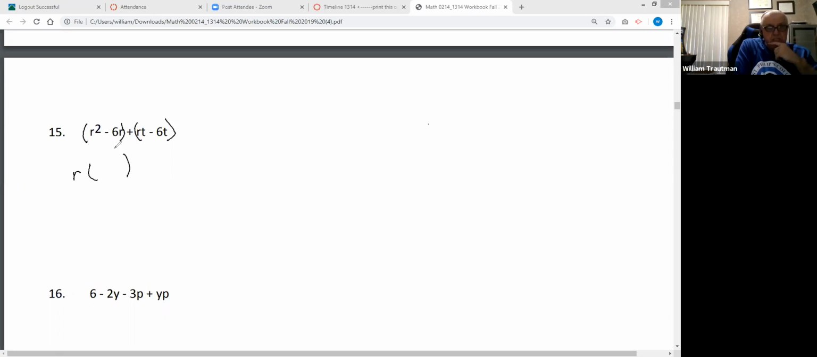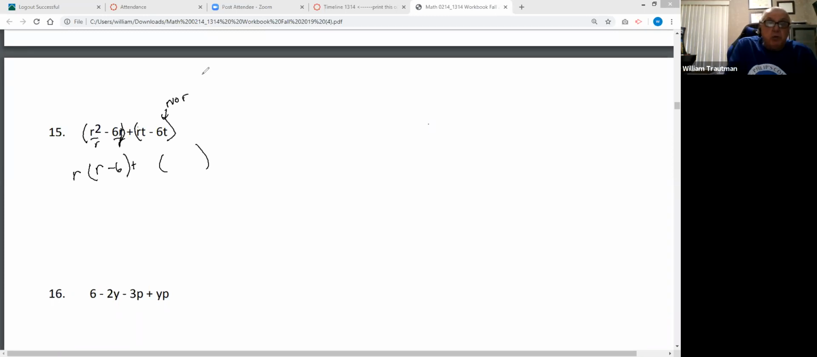You should have an R on the outside of the first one. If I divide both of these by R, R squared divided by R is just R. Here, the R's cancel and turn into 1. Negative 6 times 1 is still negative 6. The second parentheses, the only thing that divides out is a 1. And the lowest power R, oh, there's no R here. So we're not factoring an R out.